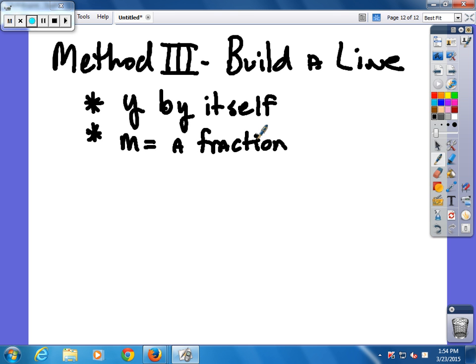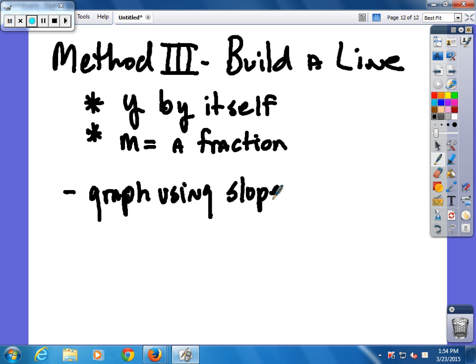Now, when will the directions tell you to use this method? The directions will tell you when it says graph using the slope and y-intercept. That's what it'll say. It's not going to say anything else. It might say graph using the intercept and the slope. It might switch those around, but that's it. That's all it's going to say.